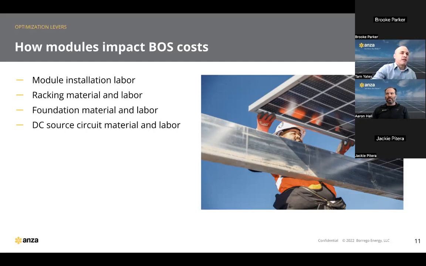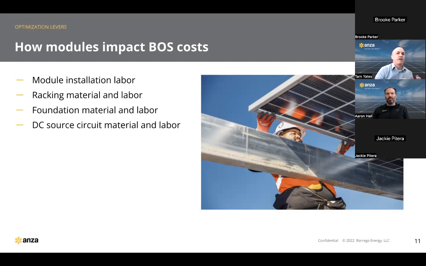The next place that module selection has an impact is on the racking and foundation costs. For both single axis tracker projects and fixed tilt projects, really what you're trying to do to minimize the racking and foundation costs, you're trying to maximize the number of watts, either per track or row, or per table, and also per foundation.